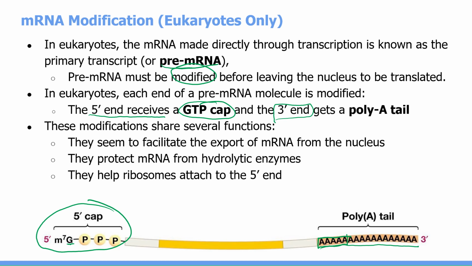Now, these modifications again have a purpose. The first one is to protect from hydrolytic enzymes. The other two, again, facilitate the export of the mRNA into the cytoplasm and help the ribosomes attach to the 5' end of the mRNA.